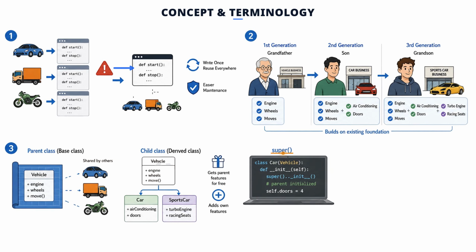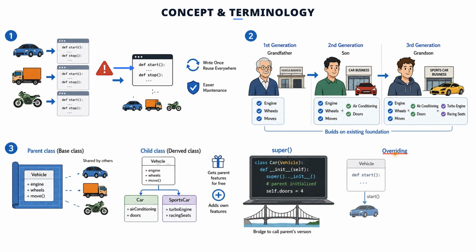Third is the super function. This acts just like a bridge back to the parent. When we are inside the child class, calling super.init tells Python to cross that bridge and run the parent setup code so everything is initialized properly before adding the child's specific details. Now that we understand how these generations of classes relate to one another, let's look at how this hierarchy maps out visually in a full structure.